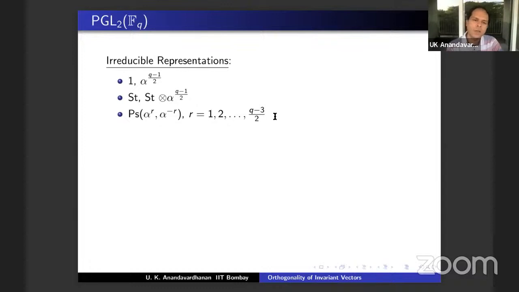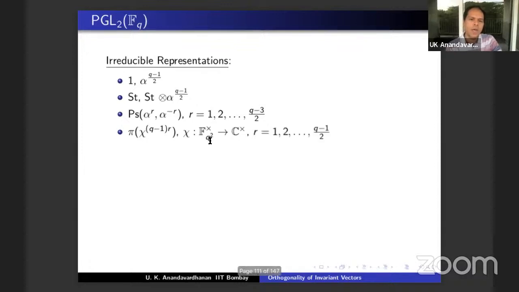So how many are there? These are of dimension Q plus 1. There are Q minus 3 by 2 many. And then there are what are called the cuspidal representations. They are associated to characters of the quadratic extension. And here chi is a character not of FQ star, but of FQ square star, the quadratic extension of FQ. And here, you should count. I have written it as Q minus 1 times R, and R will vary up to Q minus 1 by 2. So there are those many.